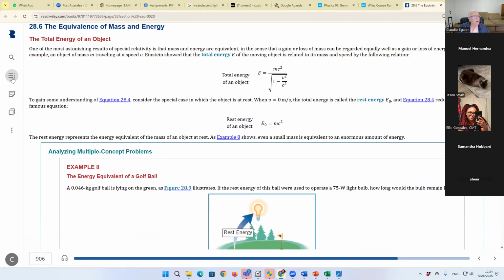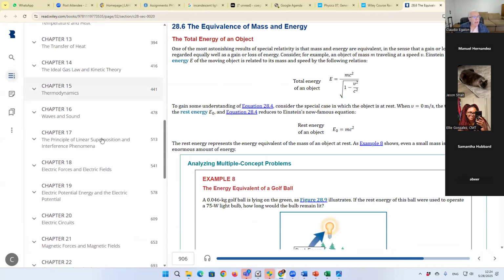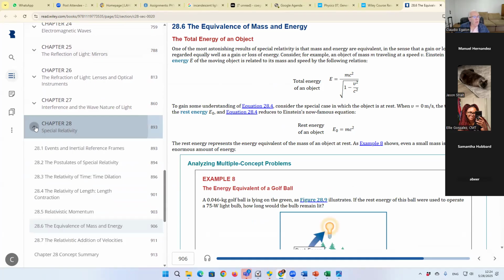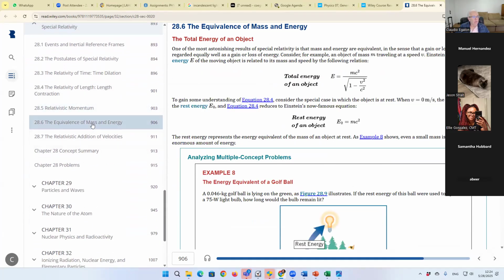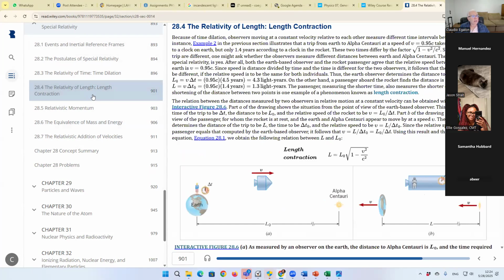And this one here, chapter 28. Okay, equivalence of mass and energy, relativistic addition. Yeah, that's what we did. Events and inertial frames of reference, we did it. Postulates of special relativity, we did it. Relativity of time, it's time dilation, we worked on that. Length contraction, we also worked it. We proved that by using the phenomenon of time dilation.